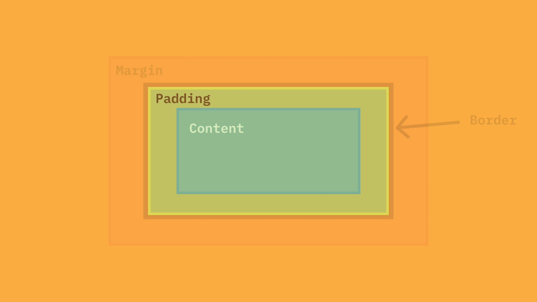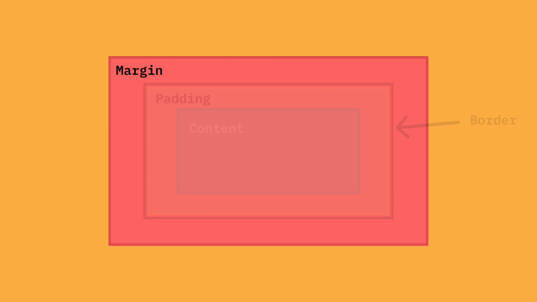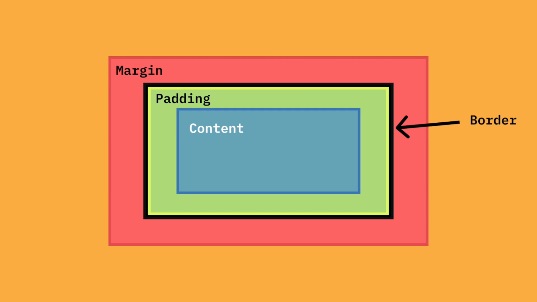Surrounding that, the padding, then the border, and finally the margin. You can think of the border as the kind of edge of the element, and the margin as the spacing outside of it, and padding as the spacing inside it. When setting width or height, by default, you'll change the sizes of content, excluding padding, border, and margin.